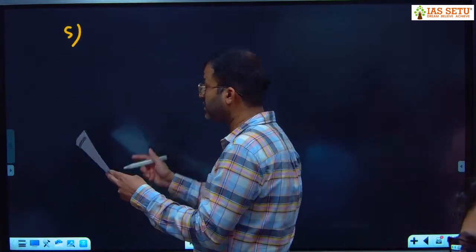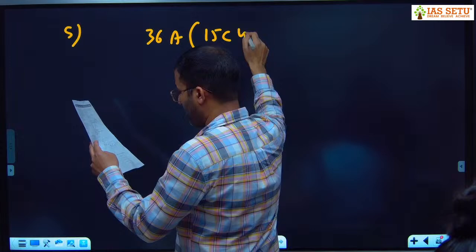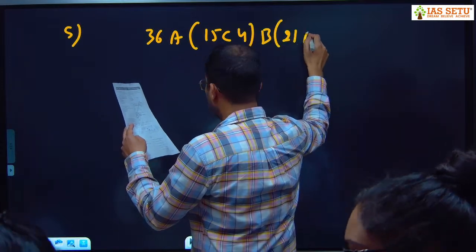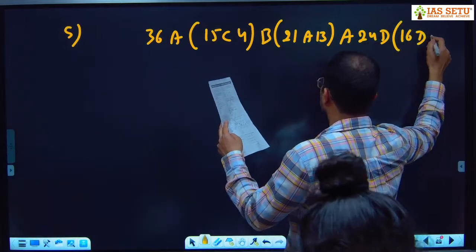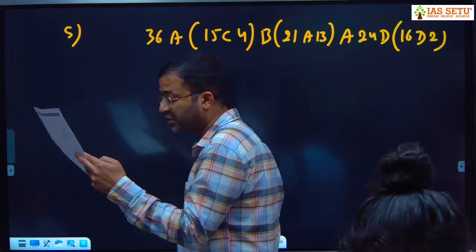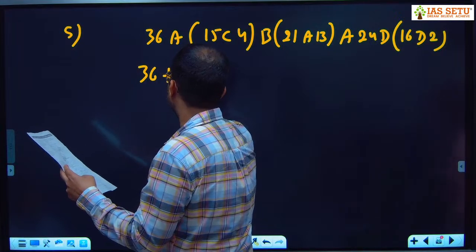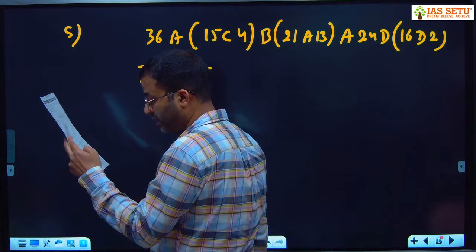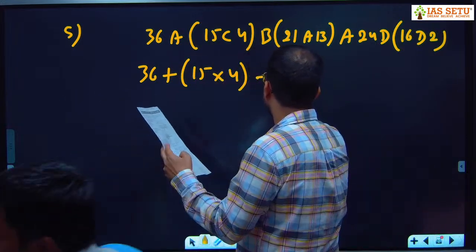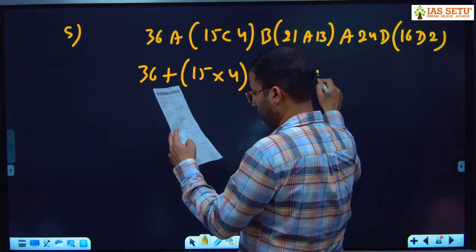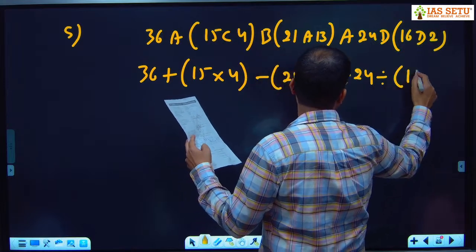Question number 5 here is 36 a (15 c 4 b 21 a 13) a 24 d) 16 d 2. In this question it is clearly mentioned a means plus, b means minus. So 36 plus 15, c here means multiplication, multiply 4, b means minus, 21 plus 13 plus 24, d means division, 16 divided by 2.